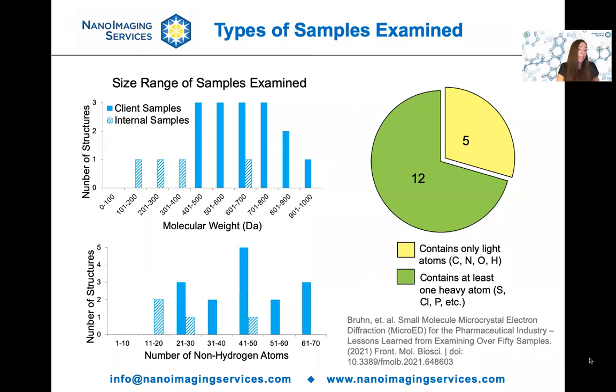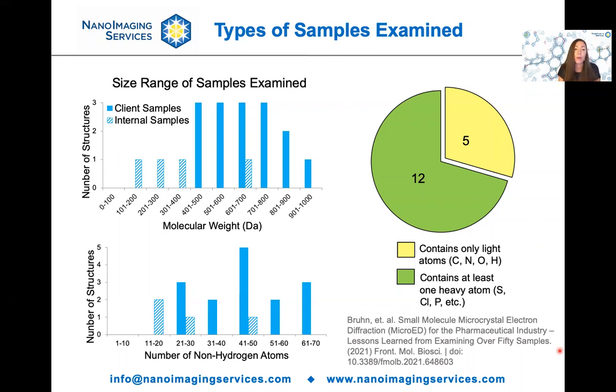So we recently published a paper where we talked about our experiences looking at the first 50 or so samples that we took in. I encourage you to check out that paper, but I'm going to summarize those results in this talk. I first want to start off by telling you about the types of samples that we've been looking at.